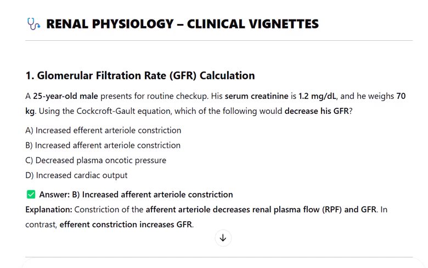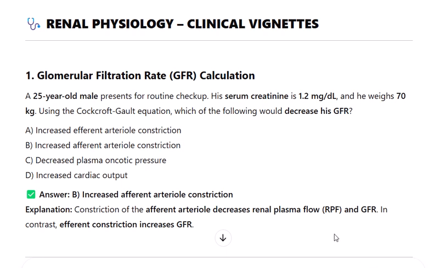Increased afferent arteriole constriction. Explanation. Constriction of the afferent arteriole decreases renal plasma flow, RPF, and GFR. In contrast, efferent constriction increases GFR.